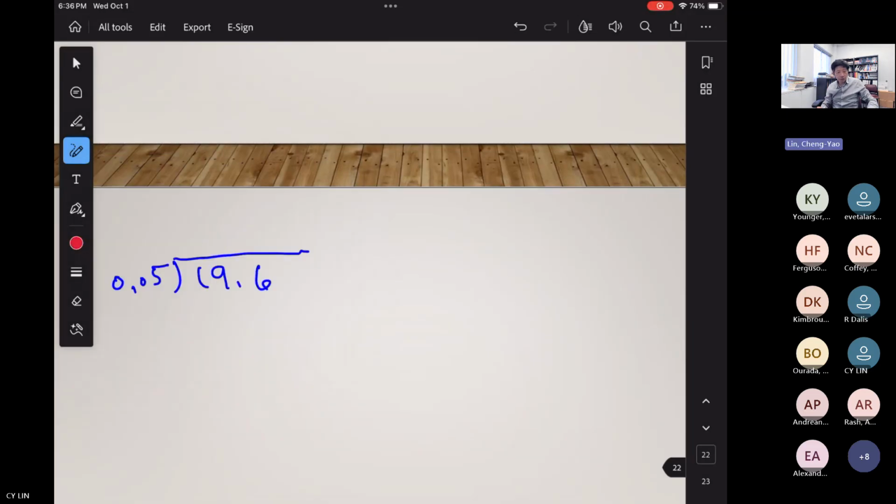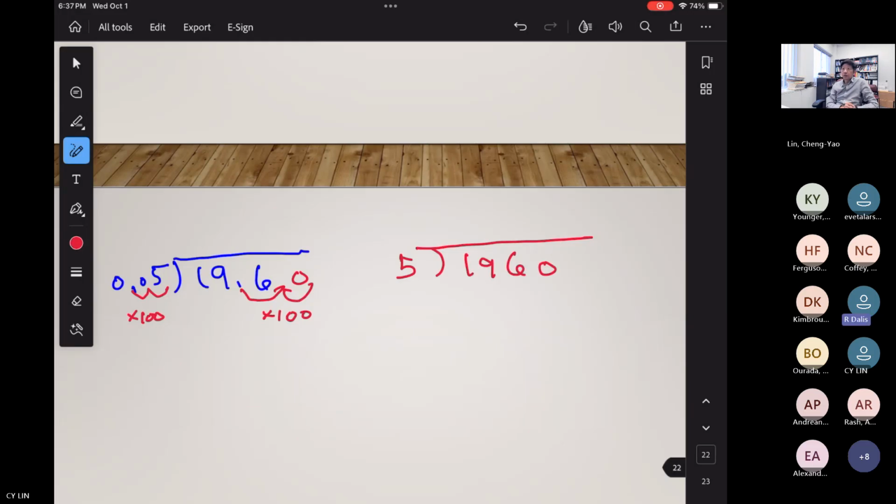Okay, check your answer right here. I have to move the decimal point 1 and 2, which is times 100 there, and at the same time we have to times 100 there, to make it even. So I have 5 here, and I have 1960 for this.